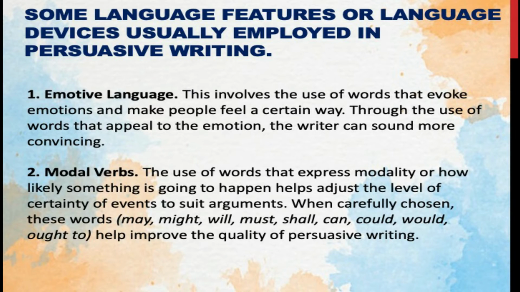Next is modal verbs. The use of words that express modality, or how likely something is going to happen, helps adjust the level of certainty of events to suit arguments. When carefully chosen, these words, such as may, might, will, must, shall, can, could, would, and ought to, help improve the quality of persuasive writing.